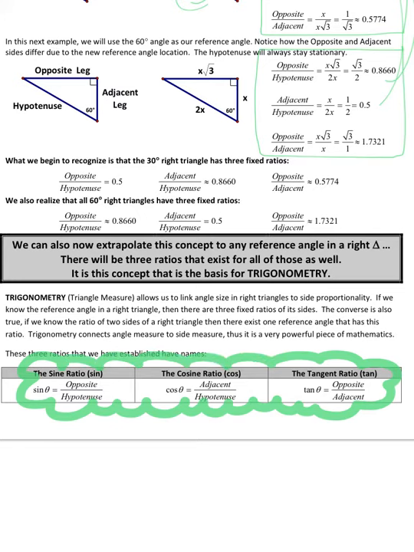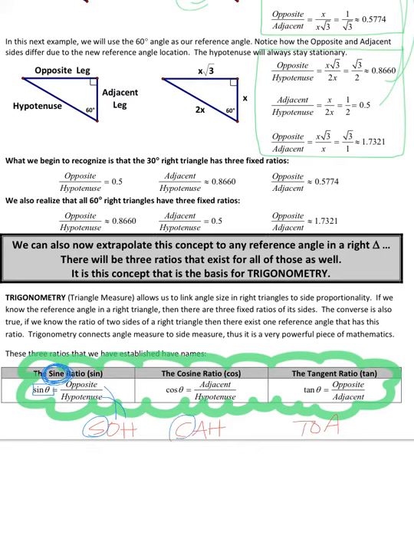You might have heard of the acronym SOHCAHTOA. If you notice, the S stands for sine. You're always going to read that sine, even though when we set up formulas using it, it looks like sin, but you pronounce it sine. And then sine compares the ratio of opposite sides to hypotenuse in a right triangle.